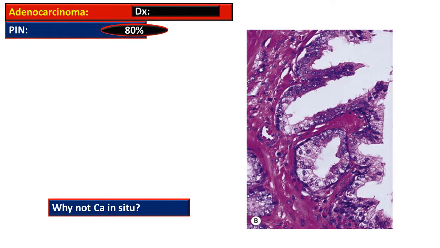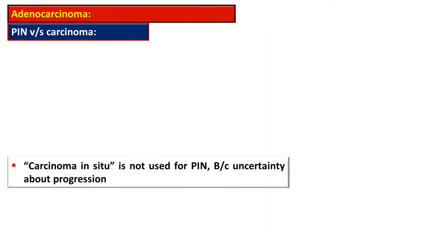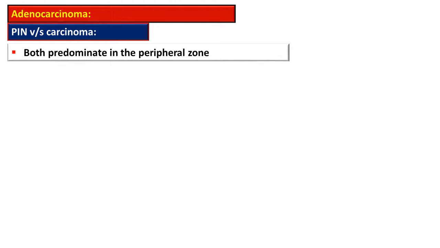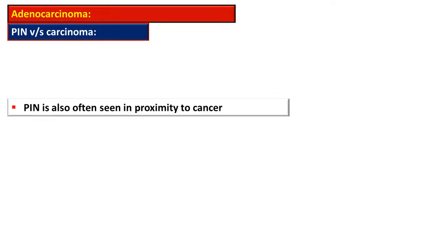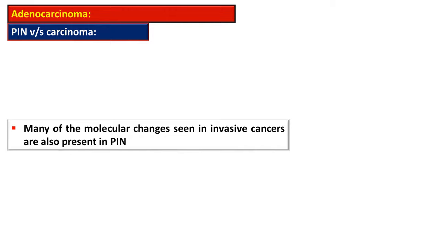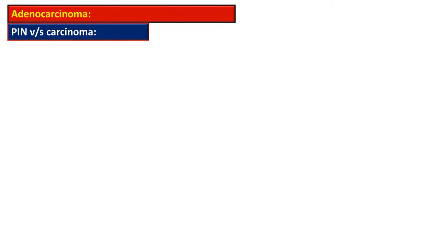Now the question arises why we do not call it carcinoma in situ, why there is another term, prostatic intraepithelial neoplasia, for this entity. The term carcinoma in situ is not used for PIN because of its uncertainty about progression. Both the carcinoma and PIN are present in the peripheral zone. The prostates that contain cancer have a higher frequency and a greater extent of PIN, and PIN is also seen in closer proximity to the cancer.